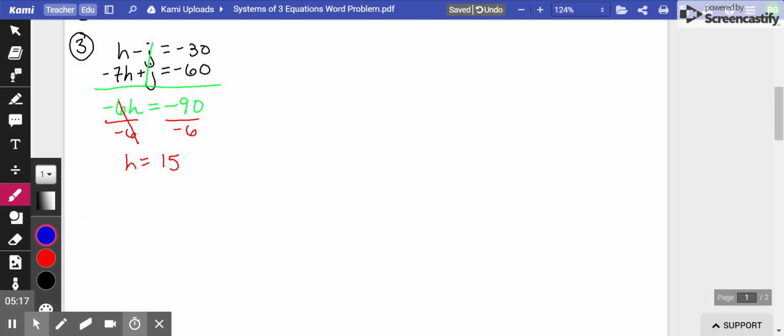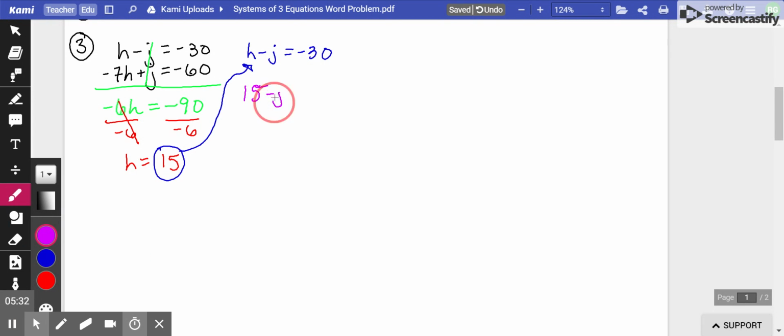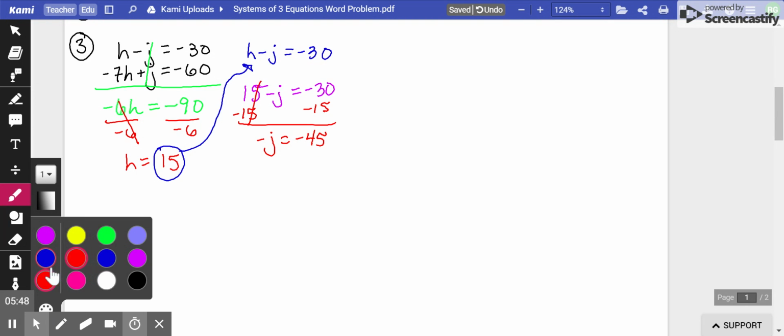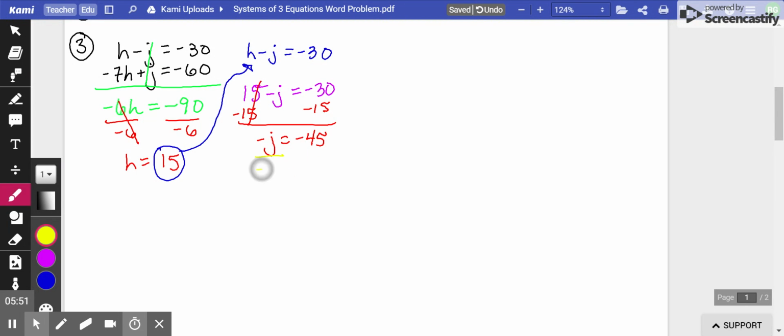Now, also in step 3, I need to solve for j as well. So I'm going to go back up to equation D, which is that first equation here, and the value I just got for h, I'm going to substitute that in. So right now I should have an equation that says 15 minus j equals -30. To solve this, start by subtracting 15 from both sides. So we have -j equals -45. Divide by the coefficient, which is -1. We end up with j equals positive 45.